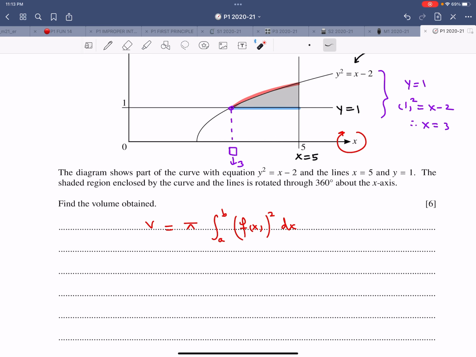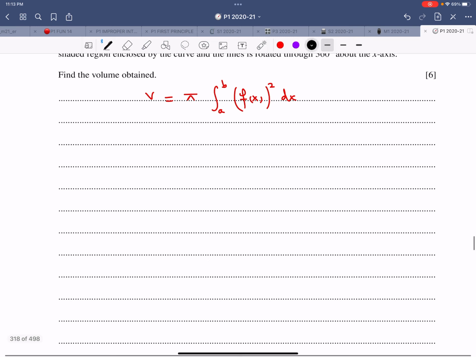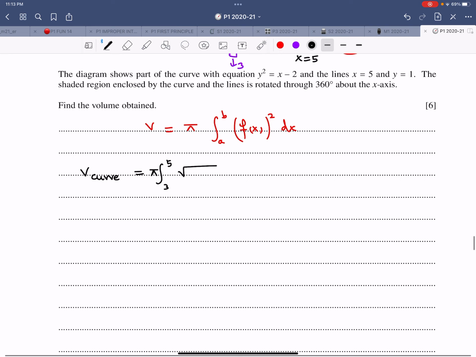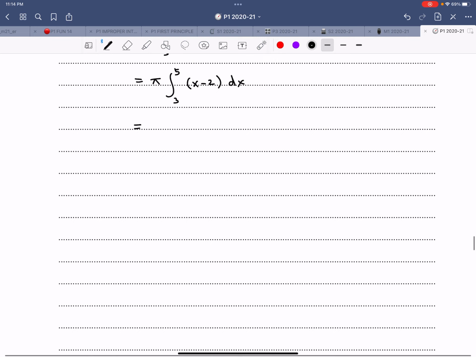So basically, volume of the curve between the limits 3 and 5, there is pi, and the equation of the curve is root x minus 2, deliberately writing it like this. The whole thing squared dx, that is pi integral 3 to 5 of x minus 2 dx. It's already squared. Now integrate, that is x squared over 2 minus 2x between the limits 3 and 5. And don't forget this pi.